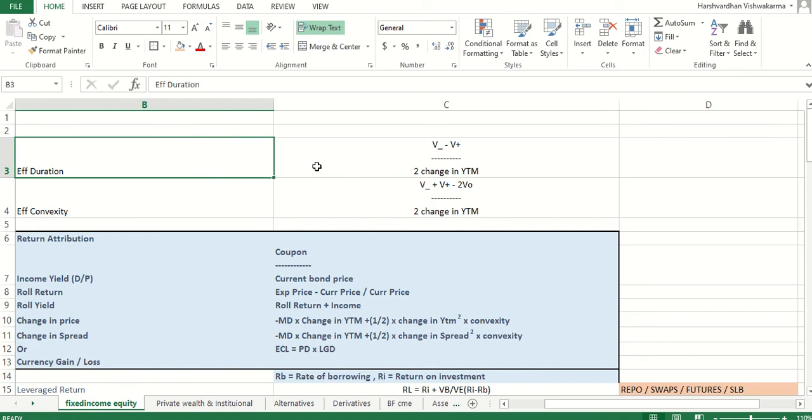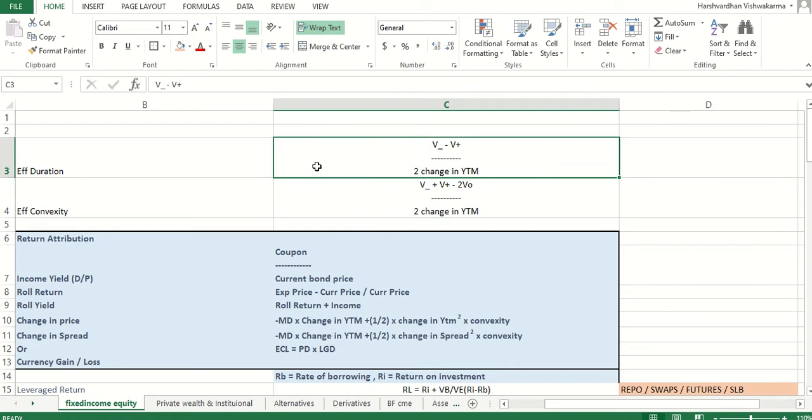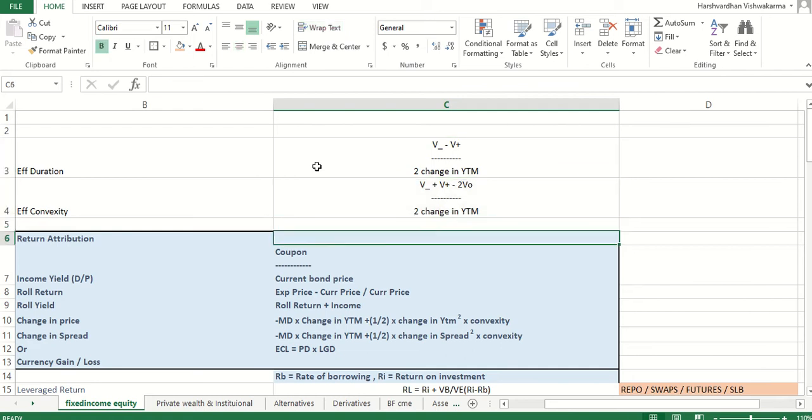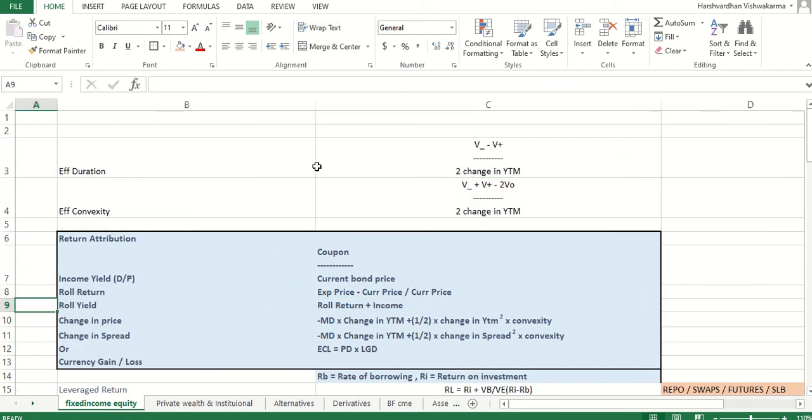Okay, so we all know what duration and convexity are, but for option embedded bonds, we will use effective duration and effective convexity. This is coming from L1, L2, so nothing changes over here. This is the return attribution for fixed income portfolios.